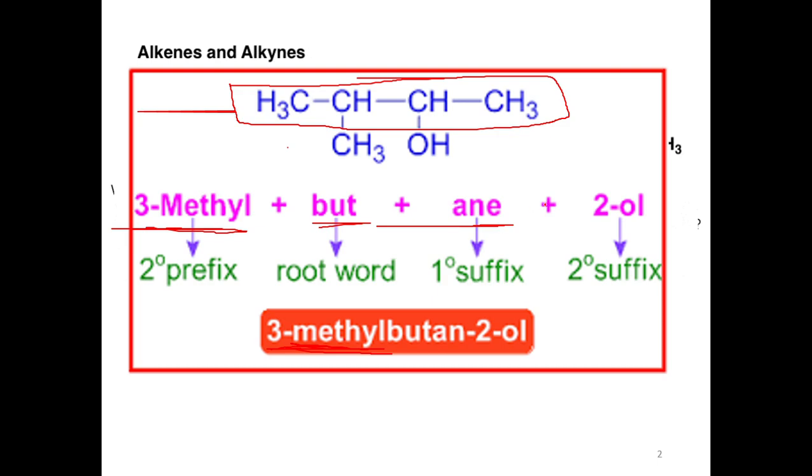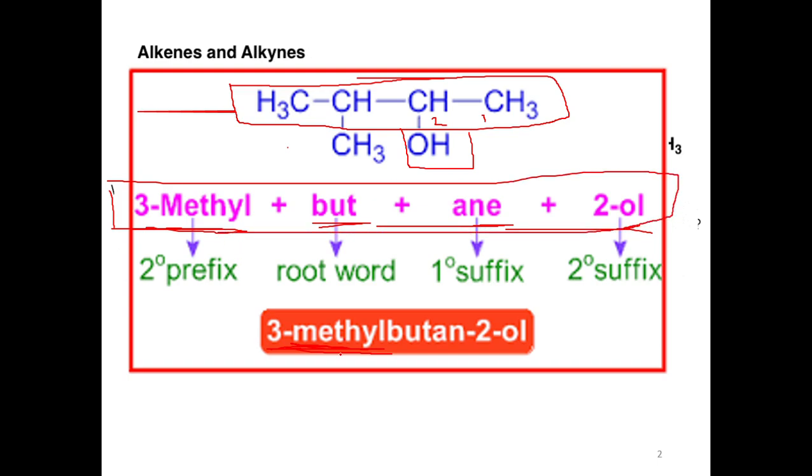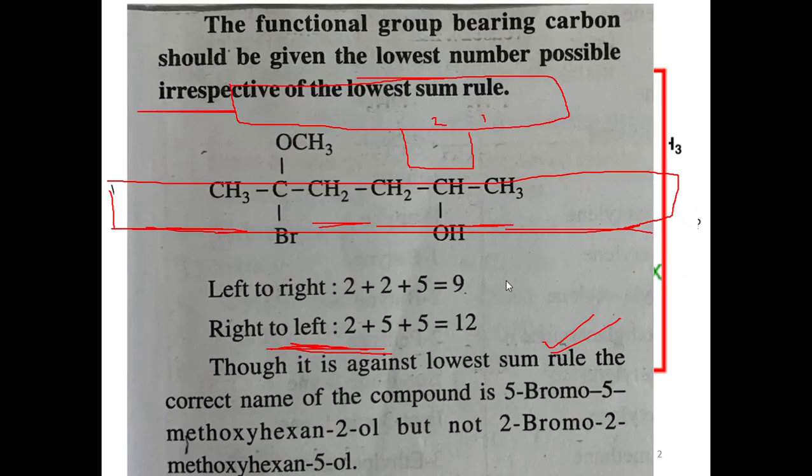And at the last we are writing the suffix name. The suffix present here is the OH group, alcohol group. So that's why we are writing here ol. But it is present on which carbon atom? Carbon number 2. So the name will become 2-ol. If we combine all the substituents, the parent chain and the suffix name, then the name will become 3-methylbutan-2-ol. Right? The correct IUPAC name will become 3-methylbutan-2-ol. I hope all of you are understanding here. Let's do one more example.